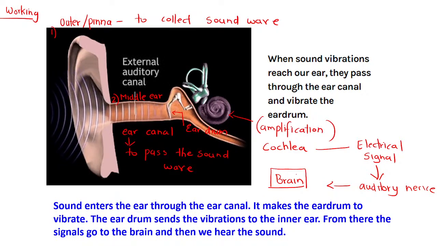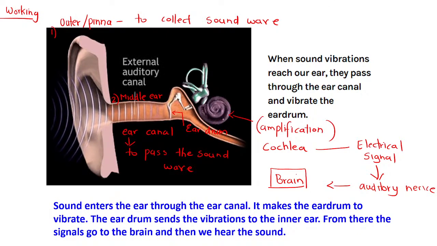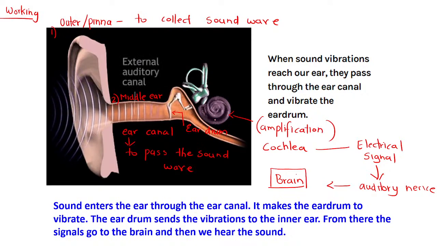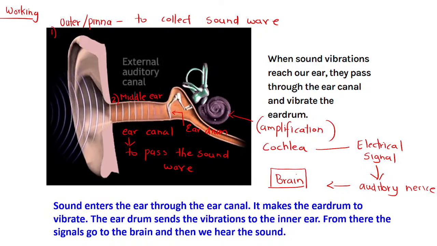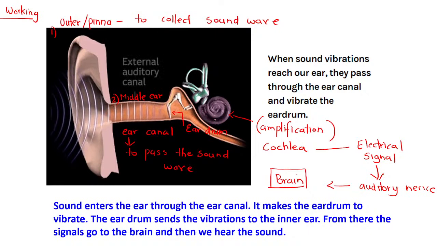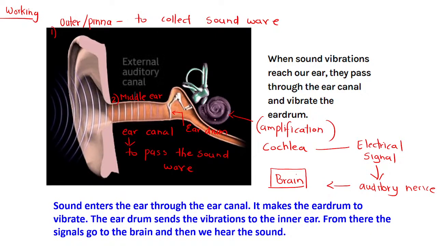Sound waves are passed on to the cochlea region. In the cochlea region, what happens to the sound wave? The sound wave gets amplified, that is, it becomes bigger and louder. Loudness is increased with the help of the cochlea, and it is converted into an electrical signal, and then the auditory nerve takes this electrical signal to the brain, and the brain analyzes and interprets it, and that's how we can hear that particular sound.